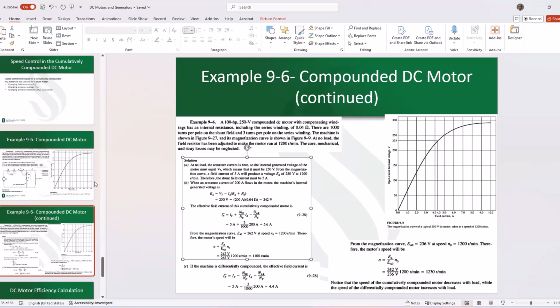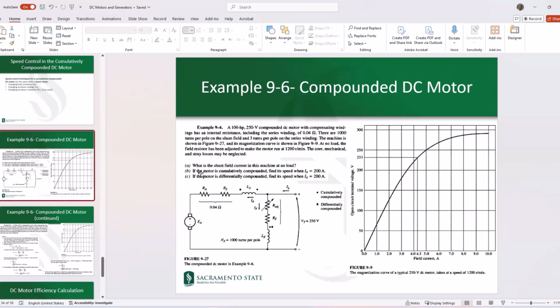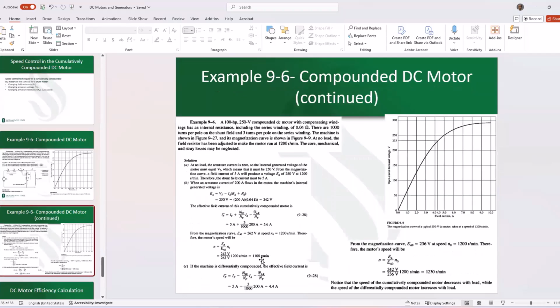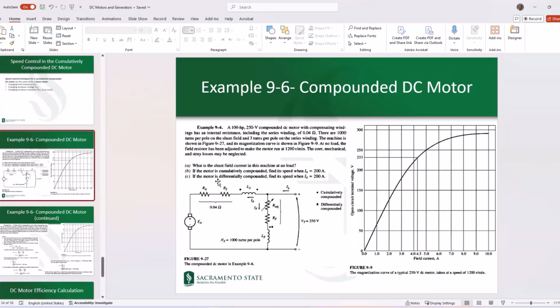So in other words, to answer part B of the problem, if we have 200 amps armature current and the motor is cumulatively compounded, the speed would be 1108 revolutions per minute.